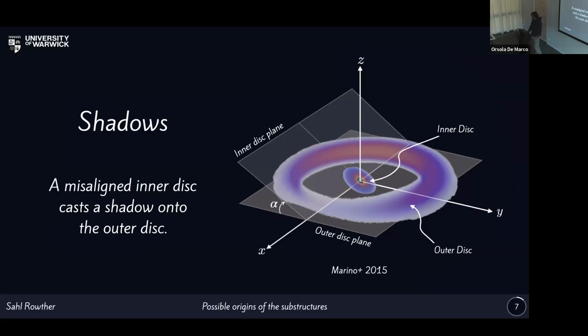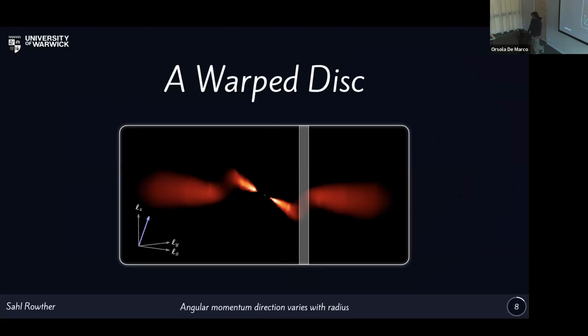An explanation for the shadows is a misaligned inner disk that casts a shadow on the outer disk. And one of the types of this that will be the focus of this talk is a warped disk.